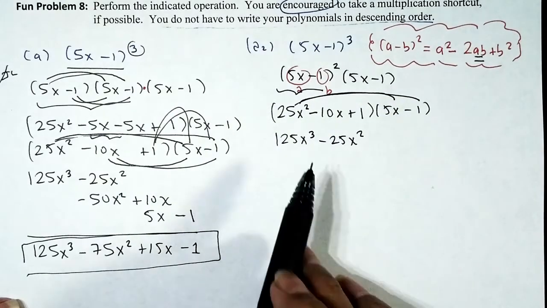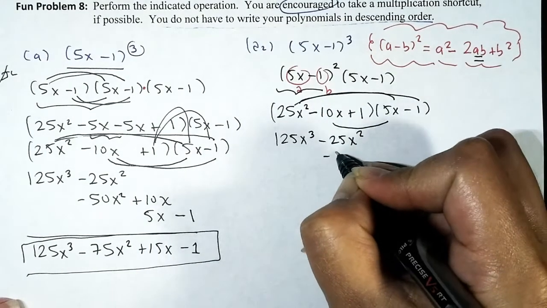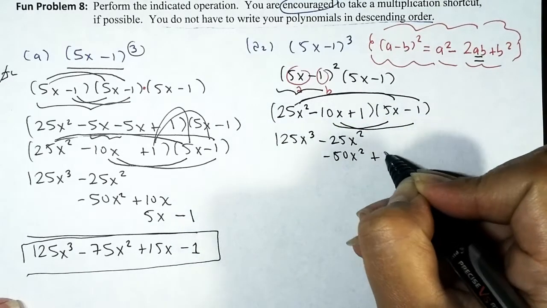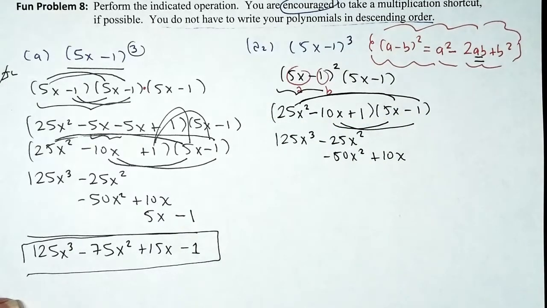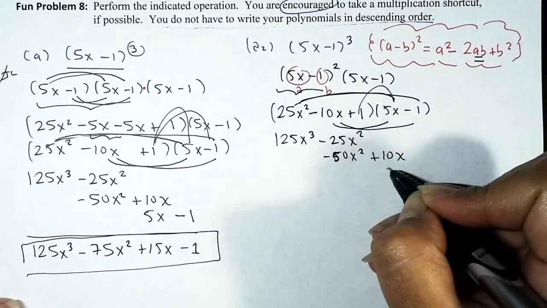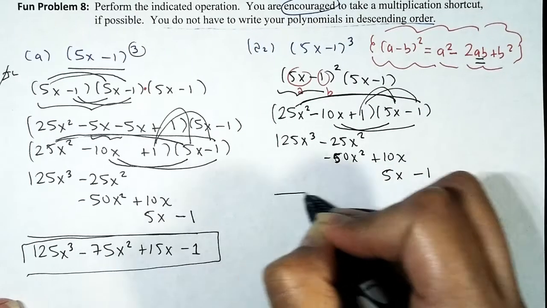Round 2, let's distribute the negative 10x. So first product will give us negative 50x squared. Second product will give us positive 10x. Round 3, let's distribute the 1, and that will give us a 5x minus 1. So bear in mind, it is the same problem.